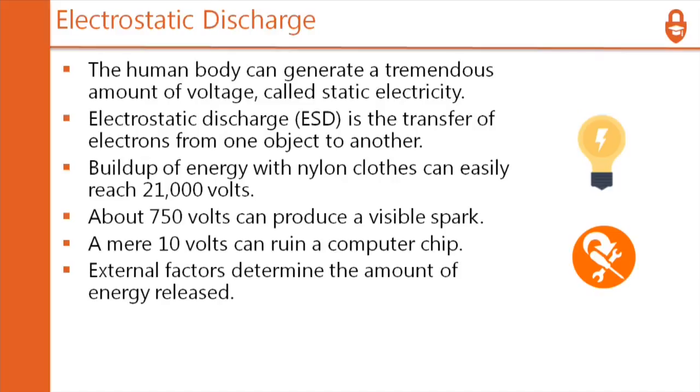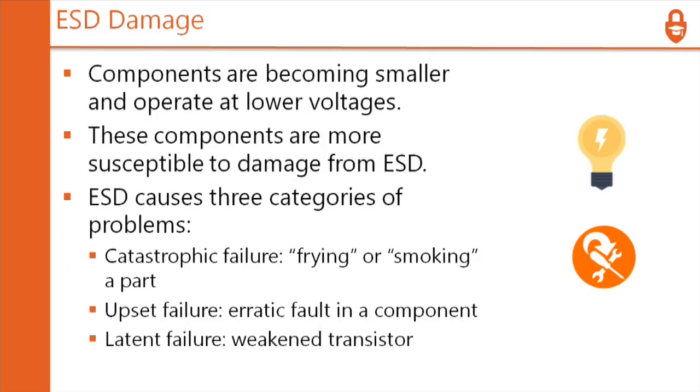So about 750 volts can produce a visible spark and an audible spark. A mere 10 volts can ruin a computer chip. So you can see it doesn't need to be much. Again, these are older chips. The new ones are kind of protected against this a little bit today. External factors determine the amount of energy released.